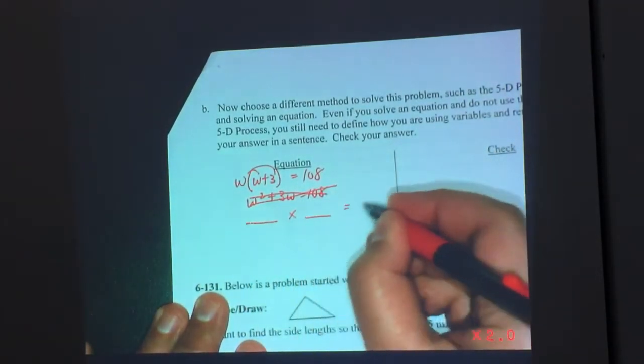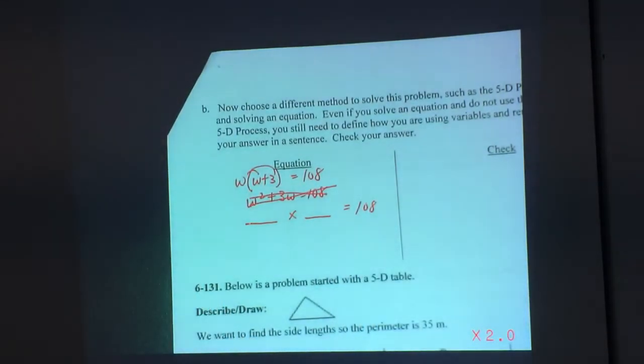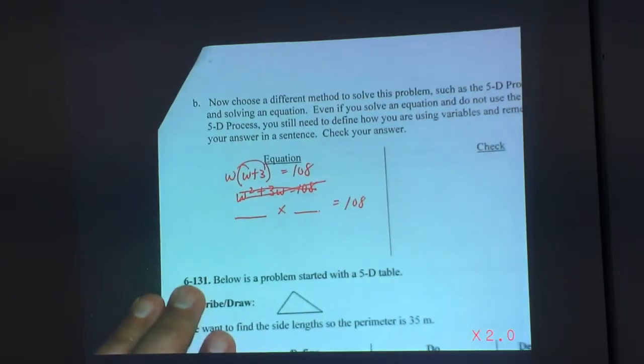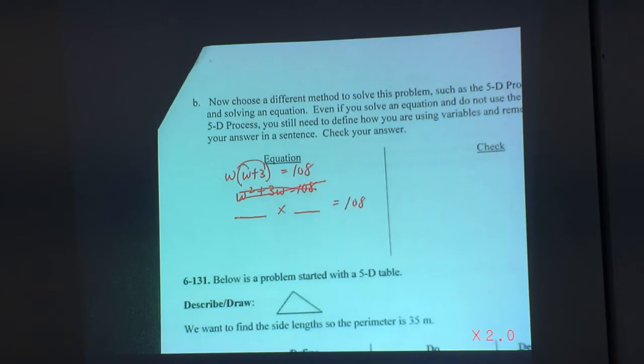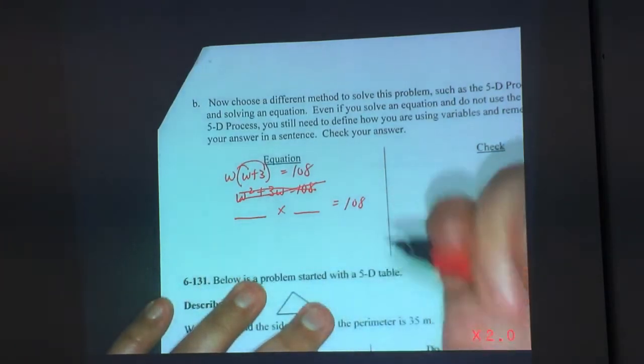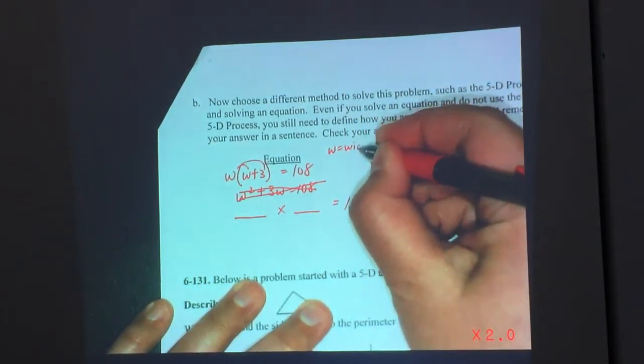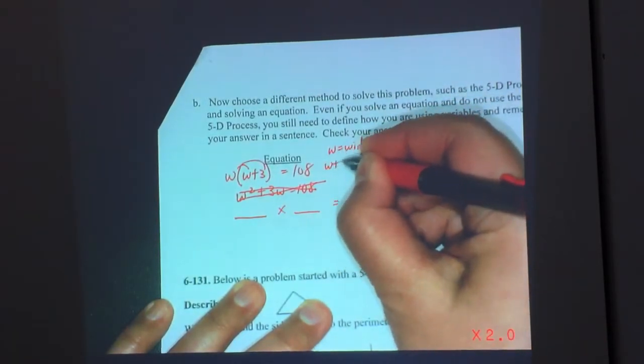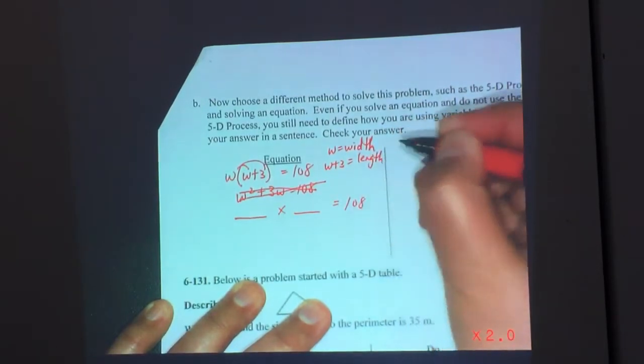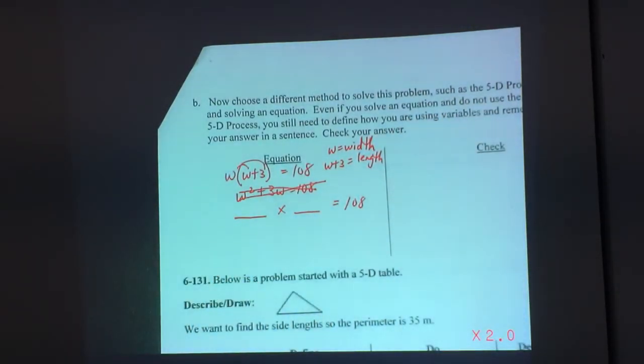Length times width equals 108. So now, I'm thinking of two numbers that when I multiply them, give me 108. Could I use 54 times 2? Well, W is the width, and W plus 3 is the length. If I used 54 and 2, those are not three numbers apart. So can you think of another pair of numbers that would work? Think smaller. Don't think 54. That's too big. Oh, thank you.